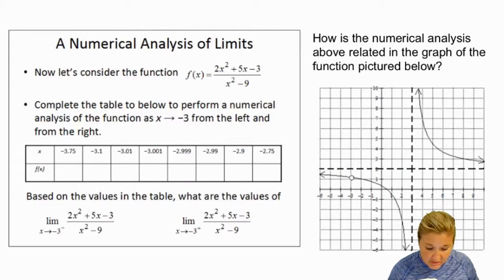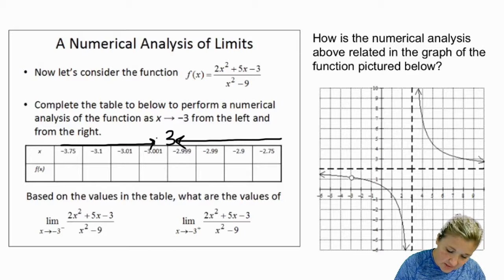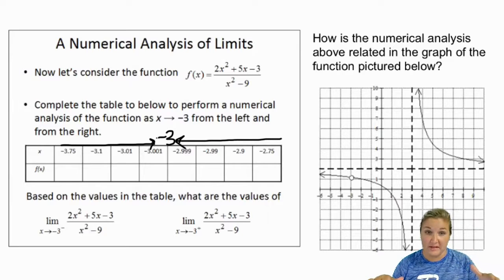Okay, so let's look again as x approaches negative 3. This is something we want to pay close attention to. You can see that I'm getting closer and closer to negative 3 this way, and I'm getting closer and closer to negative 3 this way, but I don't have anything at negative 3 because it's going to be undefined at that point. It's not going to be defined there because we have that hole.